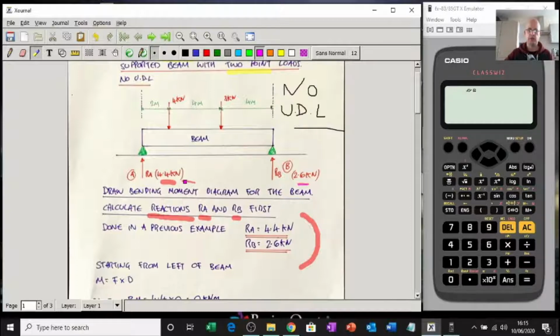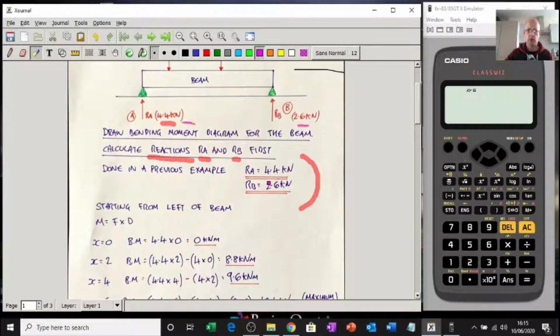So these are the reactions. 4.4 there, 2.6. Don't forget, whatever's coming down is going up. So we've got 4, 5, 6, 7 coming down, and we've got 7 coming up. So now we've got the reactions. So now all we've got to do is work out the moment at certain points along the beam. Now we know that a moment is force times distance. A moment is force times distance from a previous life.